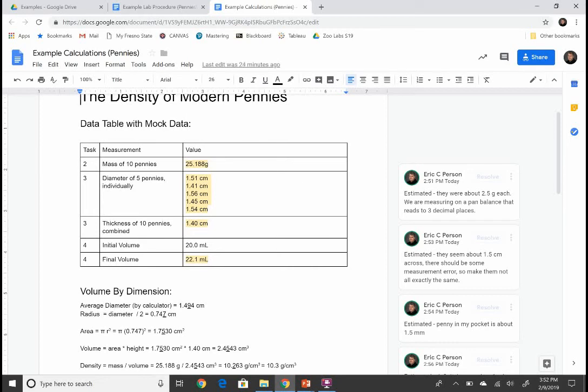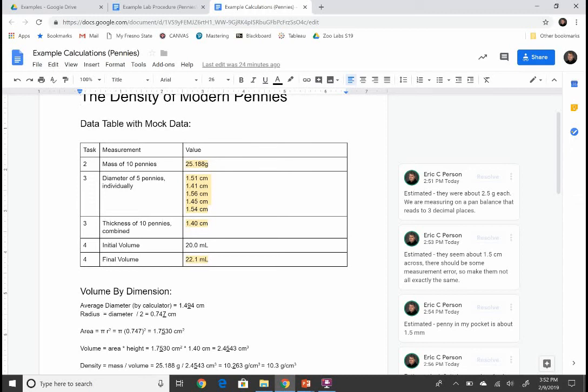But just to briefly go over how you estimate these values is maybe from the measurement activity. Remember, the pennies were about 2.5 grams, and so if there's 10 of them, it's going to be about 25. It's on a balance that measures to 3 decimal places, so I just made up some more digits. It doesn't matter.